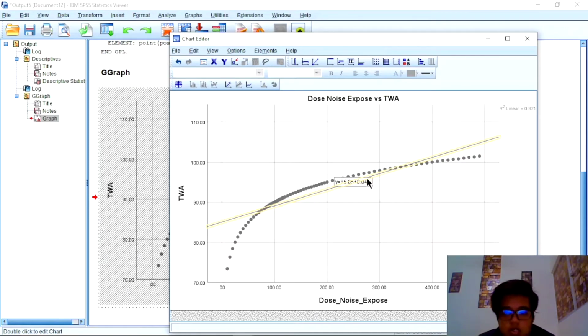So the relationship between noise and TWA is described by a linear function. The equation for the regression line is 85.05 plus 0.0x. Thus, the graph we obtain shows a linear relationship, as all the data is near to each other and forms a straight line increasingly. It can be concluded that as the dose noise exposed increases, the time weighted average reading increases. Hence, the change in TWA is assumed to be caused by the change in noise.